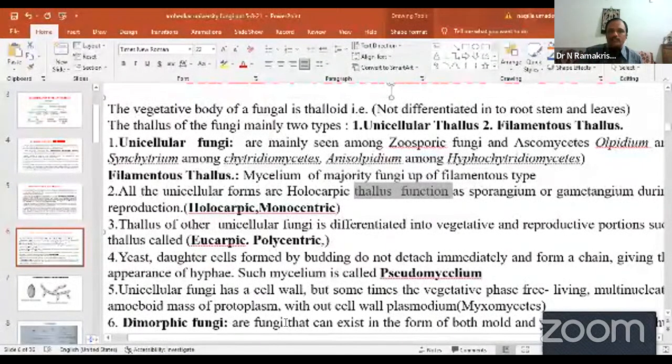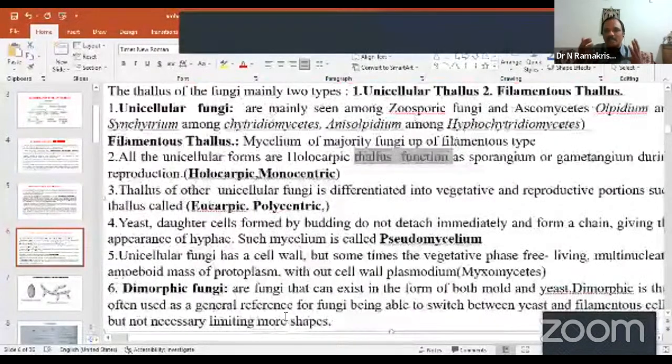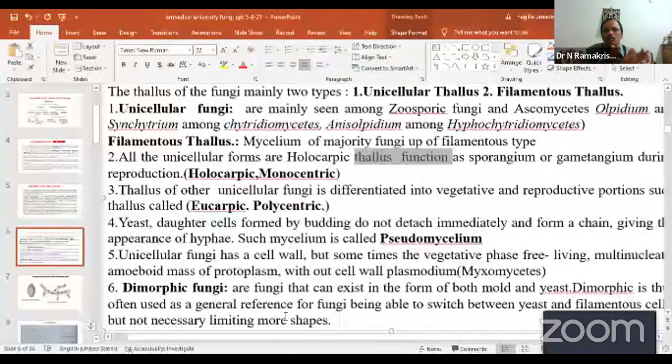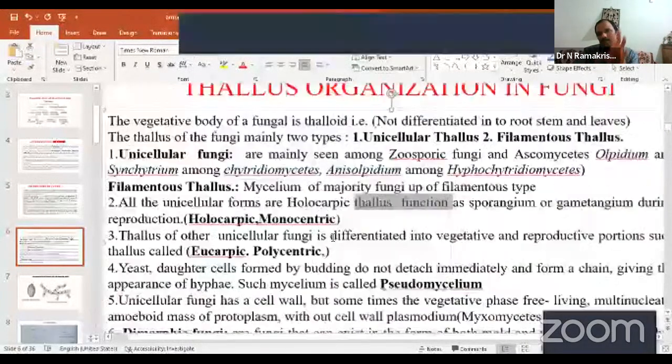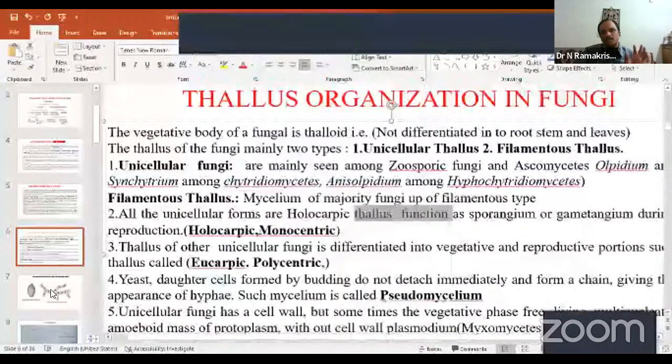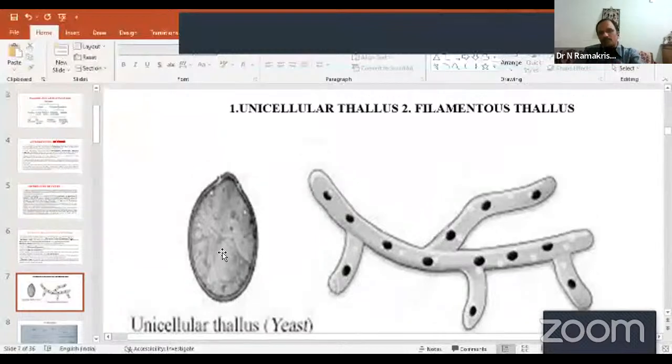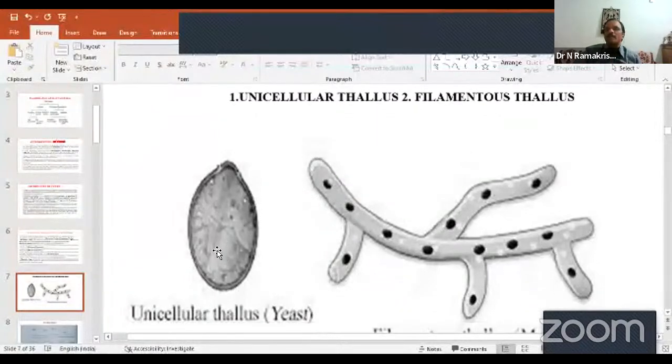Next one is dimorphic fungi. Dimorphism means the fungi can exist in one form and in other different shapes. We call that dimorphism. So this is the thallus organization. Here we see unicellular fungi, and the second one is filamentous-like structures.